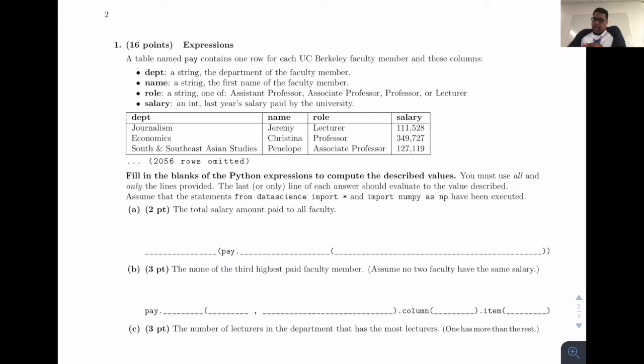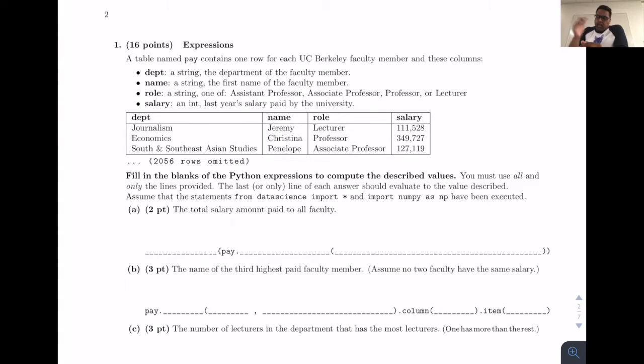So the first problem, 1A, is we want to find the total salary amount paid to all faculty. Here we have a column titled salary, and we can imagine each row consists of the data for one either professor, or associate professor, or lecturer. So each row is for one staff member. If we were to add up all the 2,059 values we had for salary, we would get the total amount of money that is being paid to all people who are working at Berkeley as either a lecturer, professor, associate professor, or whatever.